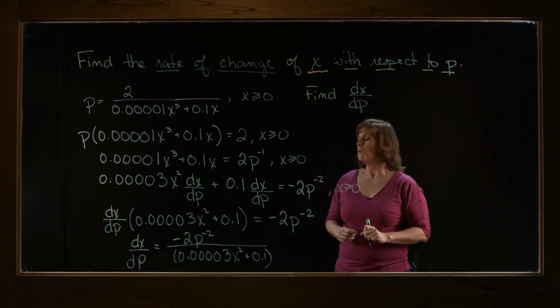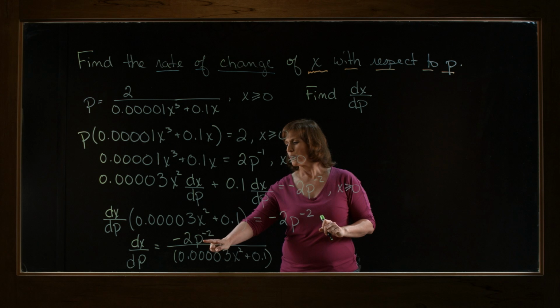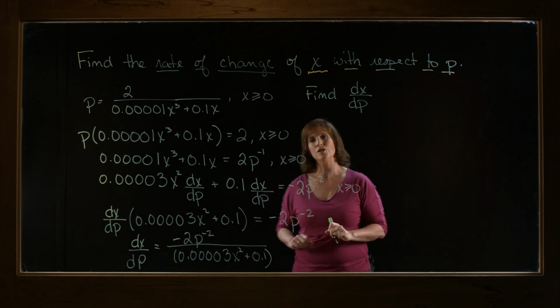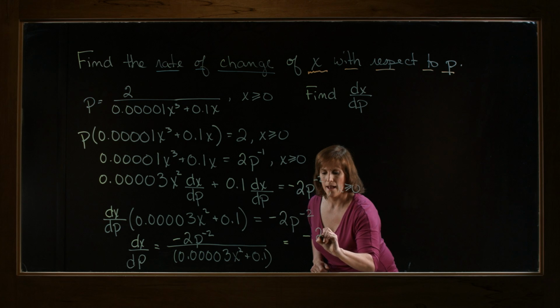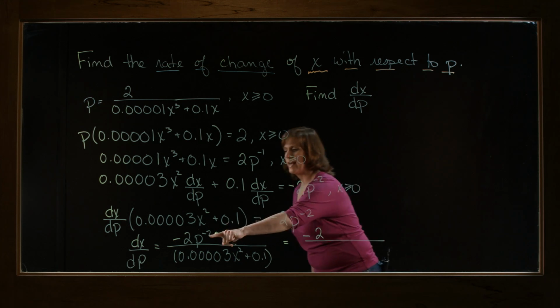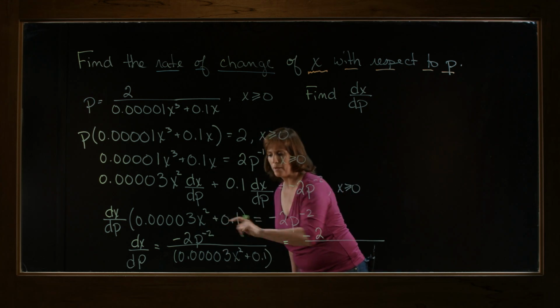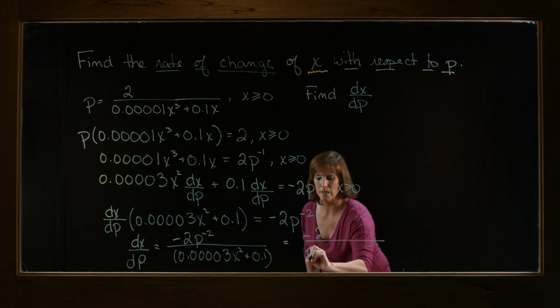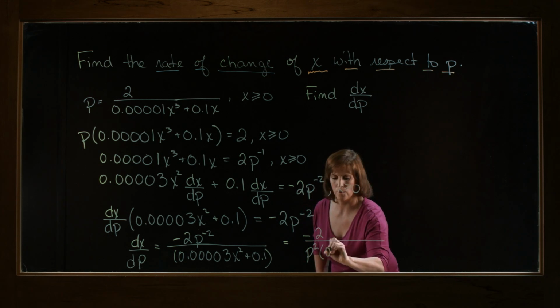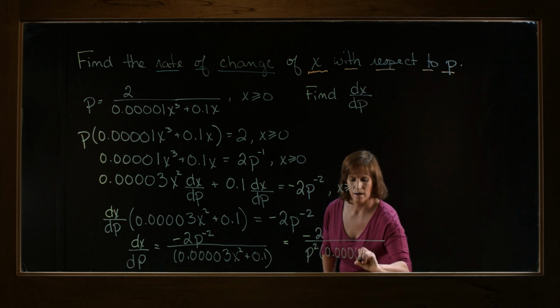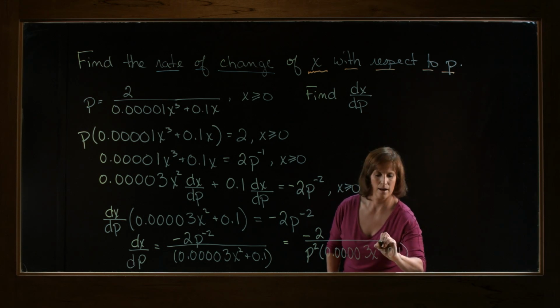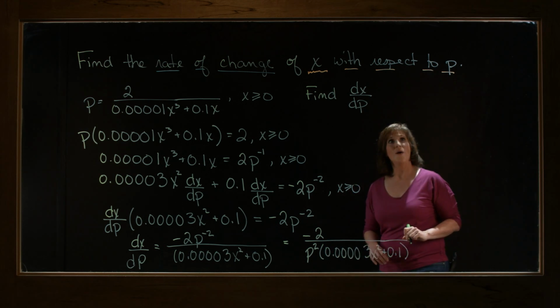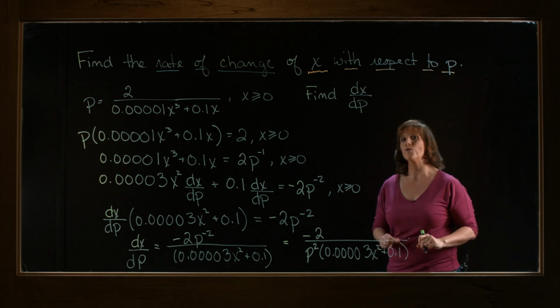The only other thing you might consider doing is writing that p to the minus 2 using a positive exponent. All that will do is take the p to the minus 2 and pull the p into the denominator, and so it's p squared times my quantity. And now you have the rate of change of x with respect to p.